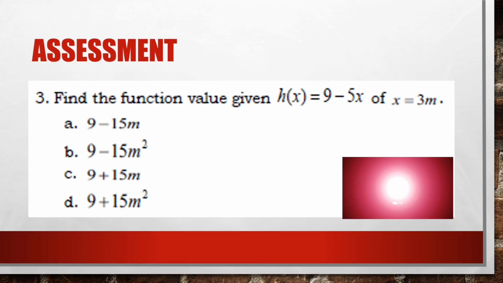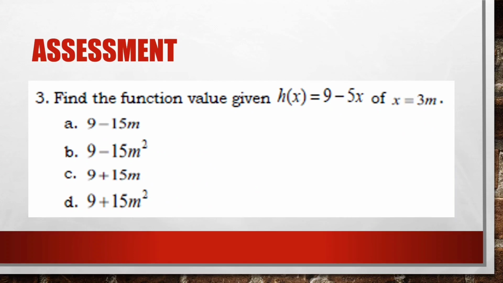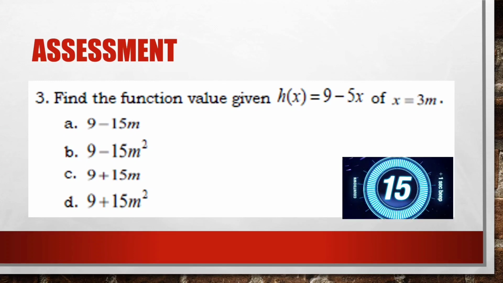For question number 3, find the function value of h of x is equal to 9 minus 5x if x is equal to 3m. I repeat, find the function value given h of x is equal to 9 minus 5x if x is equal to 3m.